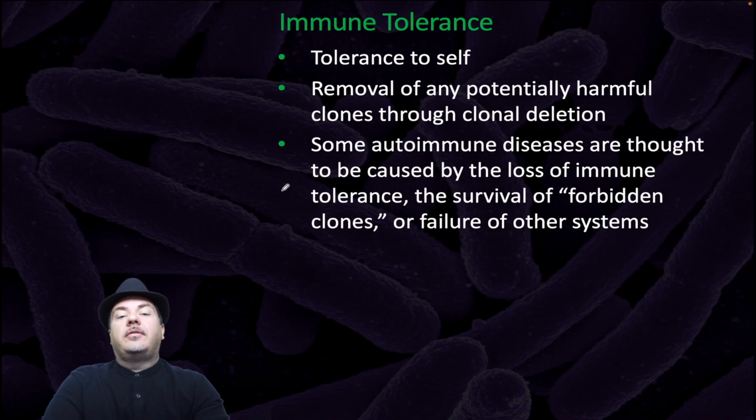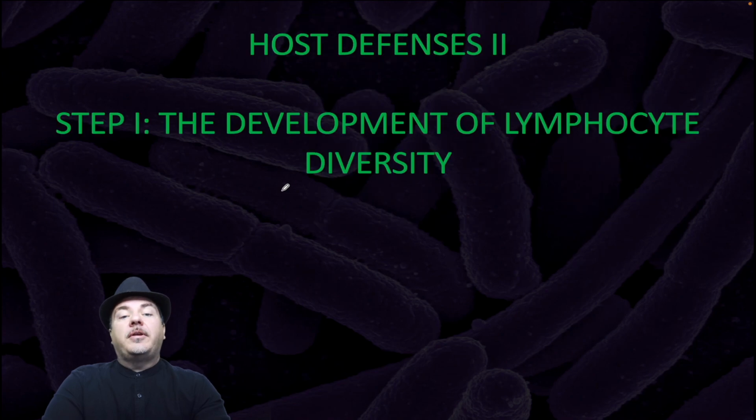Immune tolerance involves tolerance to self, or removal of any potentially harmful clones through clonal deletion. Some autoimmune diseases are thought to be caused by the loss of immune tolerance, the survival of forbidden clones, or failure of other systems. This has been your brief overview of the development of lymphocyte diversity.